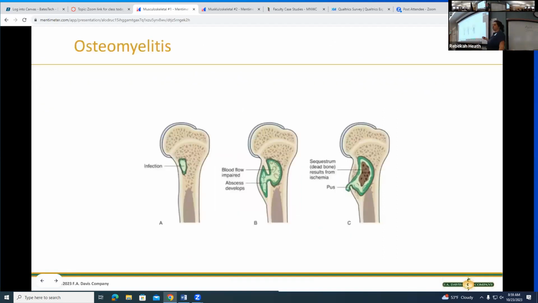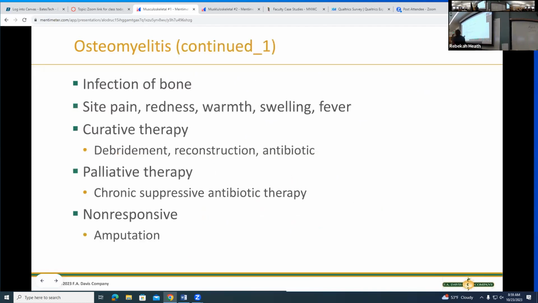Osteomyelitis, that's the infection of the bone like we talked about. Might start with a little bit here, you might see it kind of pouch out and eventually pass a week out.